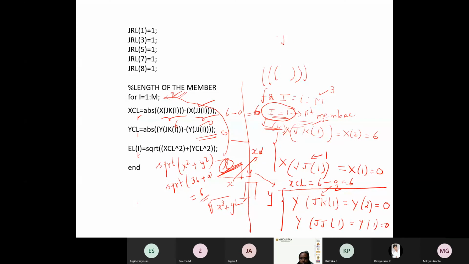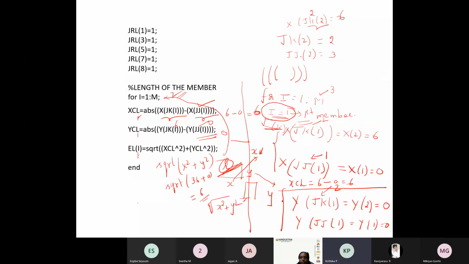What is the value of JK of 2 and JJ of 2? Tell me the answer. JJ of 2 is 2, ma'am. JK of 2 is 3, ma'am. Okay. And similarly, X of JK of 2, that is X of 2, is equal to 6, ma'am.